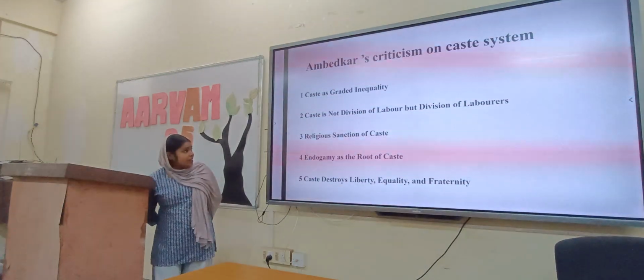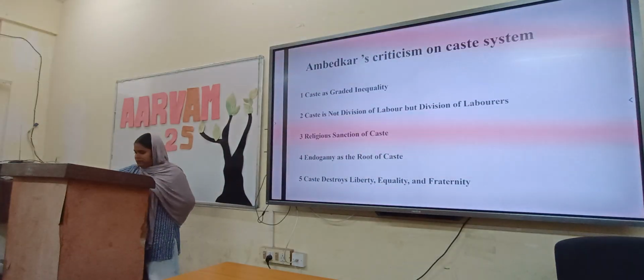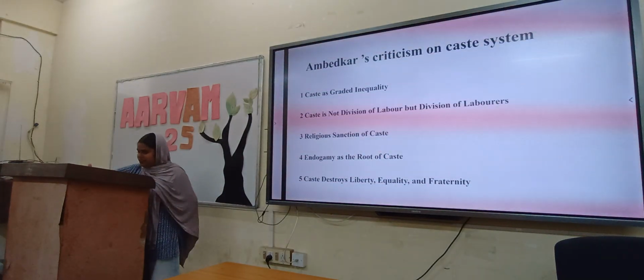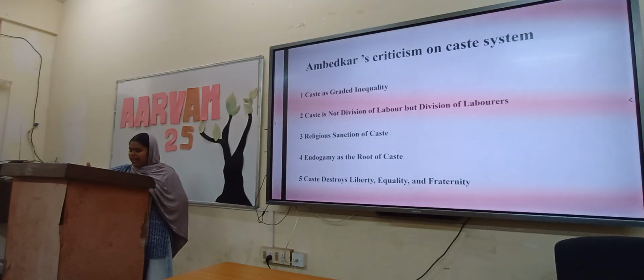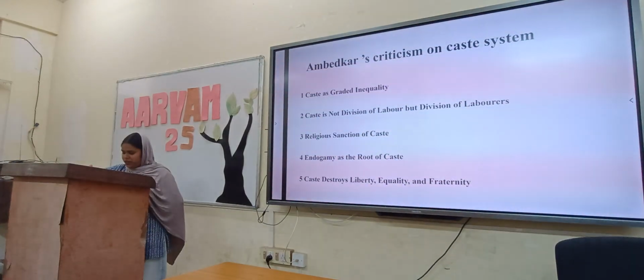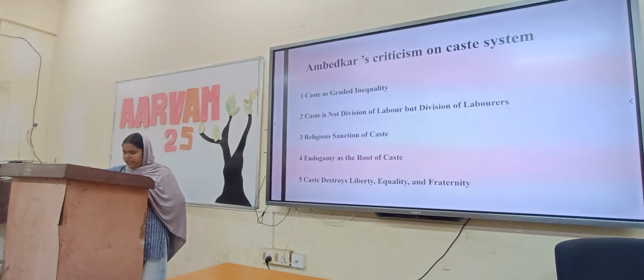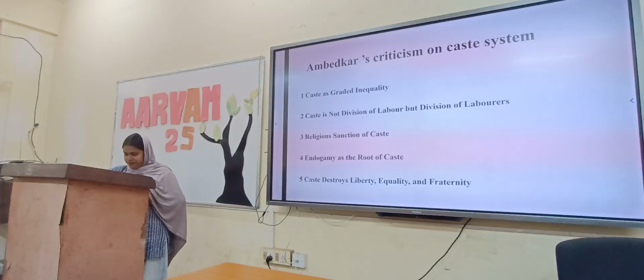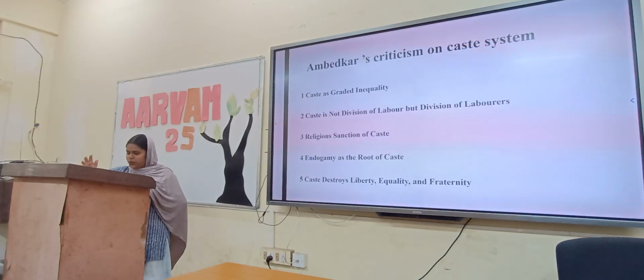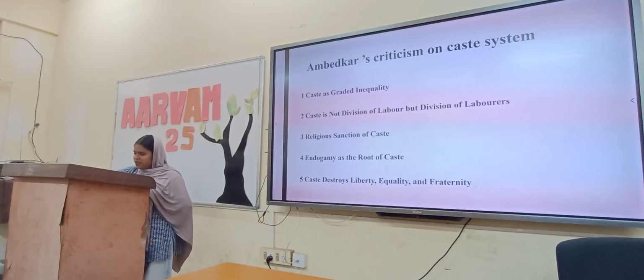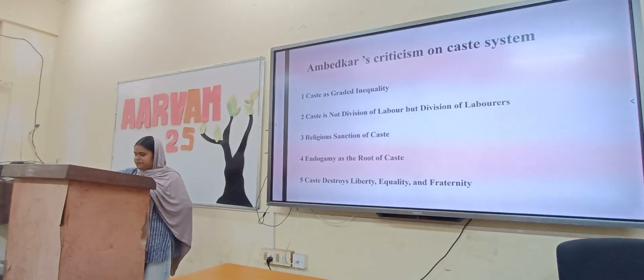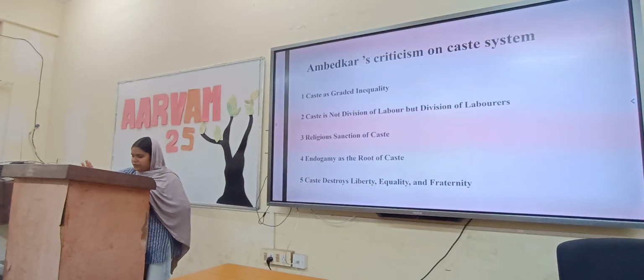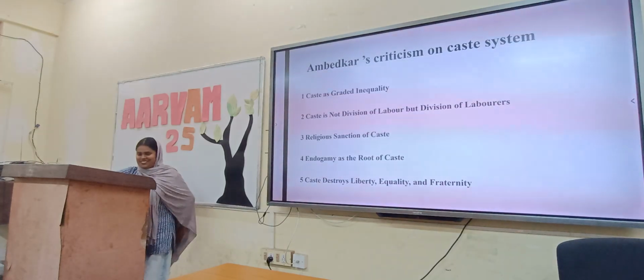Then caste as a graded inequality. Ambedkar argued that caste is not a simple division between high and low, but a system of graded inequality. Each caste considered itself superior to those below and inferior to those above. This structure prevents collective unity among the oppressed. According to him, this graded hierarchy is the most dangerous feature of caste because it normalizes inequality. He explained this clearly in Annihilation of Caste.